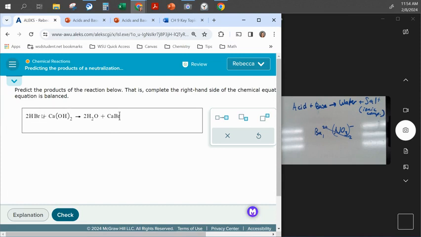Then we need to figure out the charges. So calcium is a 2+ charge. It's in the second column. So just like this, calcium is 2+. Bromine is a -1 charge. So I need 2 bromines for 1 calcium. CaBr2. And we also had 2 bromines here, so that will help us balance the bromines. Okay.